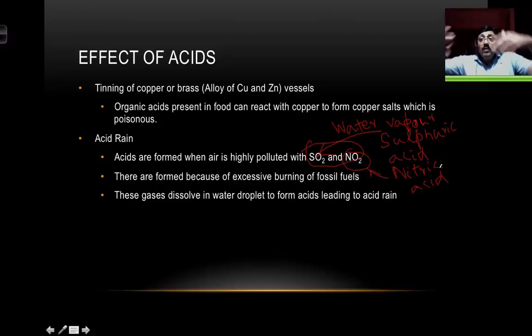Now what happens is that when the rain falls, the rain droplets are coming down, and the atmosphere is now having sulfuric acid and nitric acid, and that starts dissolving in these water droplets, and slowly the droplets which fall will be acidic droplets. It will be droplets of dilute sulfuric acid and nitric acid.